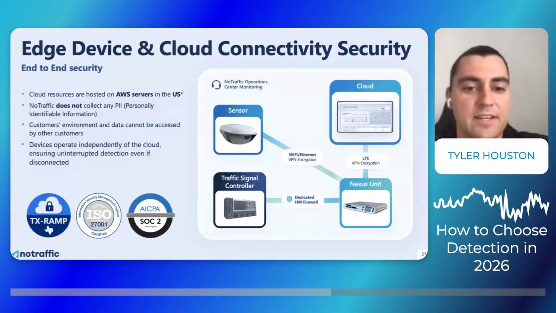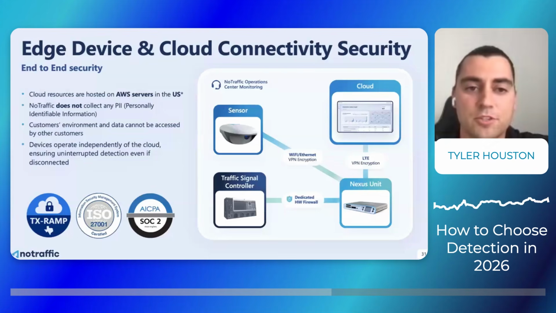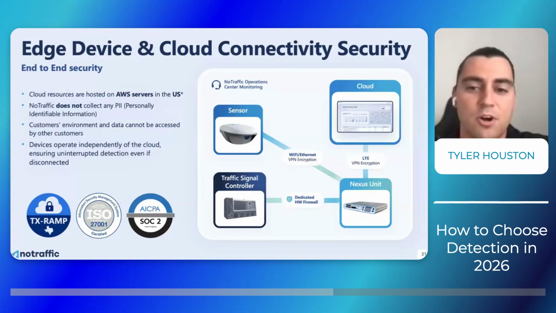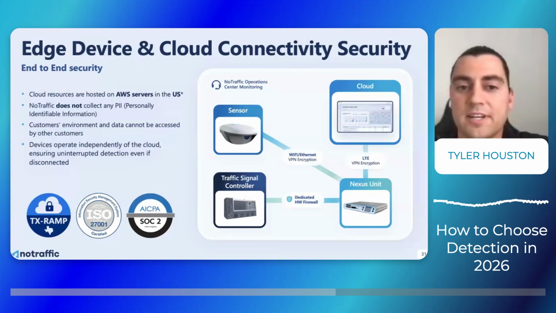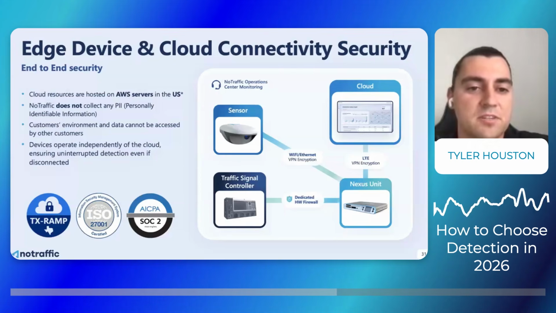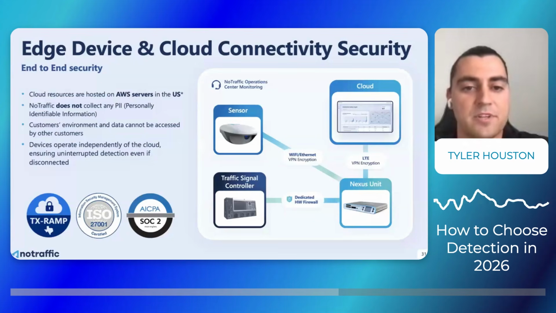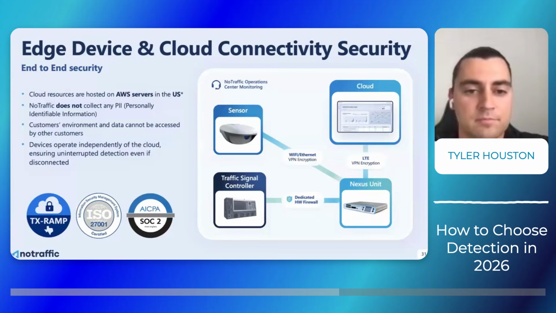In addition to being a cellular and cloud-enabled solution, the NoTraffic platform is designed with end-to-end security in mind. So all of our devices are hardened. We are also cloud hosted on AWS servers. For our Canadian agencies out there, we are hosted in Canadian servers. Additionally, the NoTraffic system does not collect any personally identifiable information. We do a single tenant architecture, so customer environments are not shared.